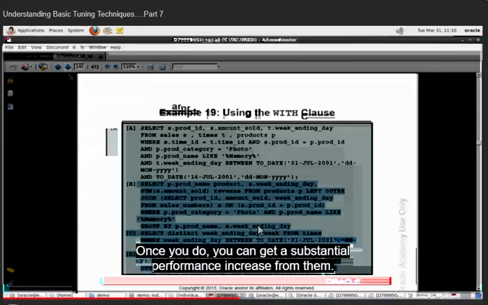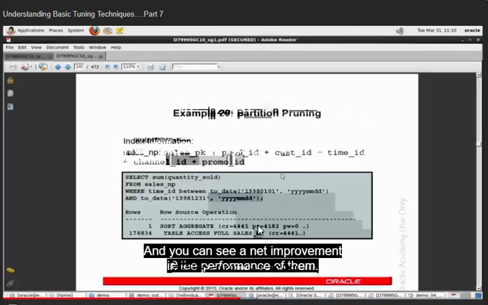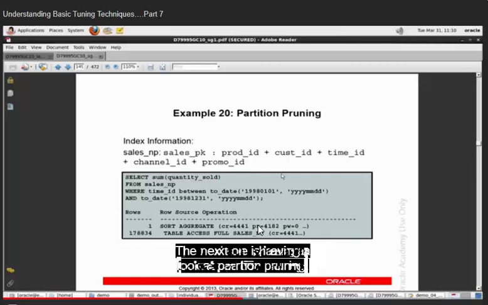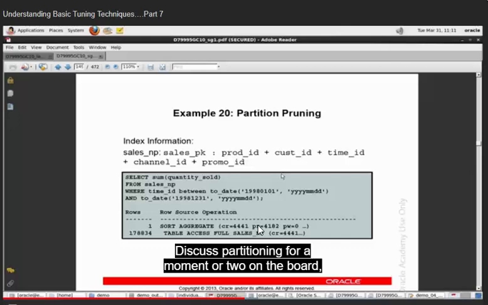The next one is having a look at partition pruning. And we're going to move over to the board and have a look at this on the board, discuss partitioning for a moment or two on the board, and then we'll come back and have a look at this example just to put it in context. We sort of mentioned we weren't going to look at data warehouse and look at partitioning, and then we put in an example. To understand that, we need to at least understand a little bit of partitioning.